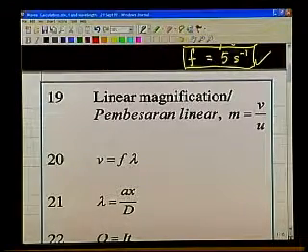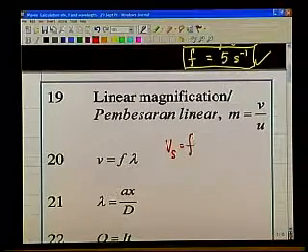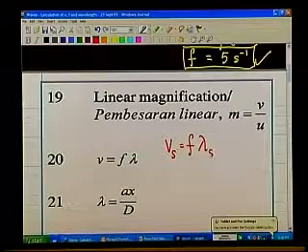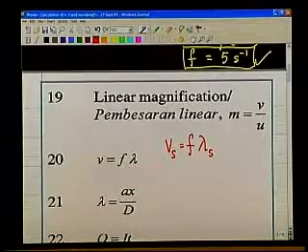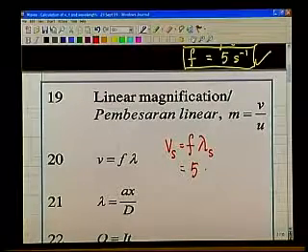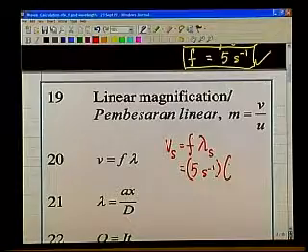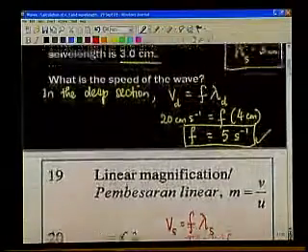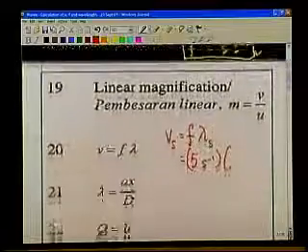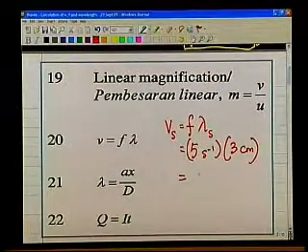So V equals F lambda. V of the shallow section equals F multiplied by lambda in the shallow section. Alright, what is F? 5 hertz or 5 cycles per second, multiplied by lambda S. Now lambda S, we wrote it as 3 centimeters. So what do I get? I get 15 centimeter per second.